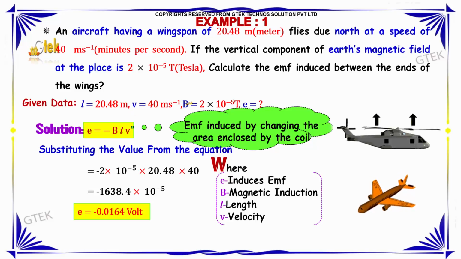Substituting the values of B, L and V, you get this. Solving it, you get minus 1638.4 into 10 power minus 5, which is nothing but E is equal to minus 0.0164 volts.